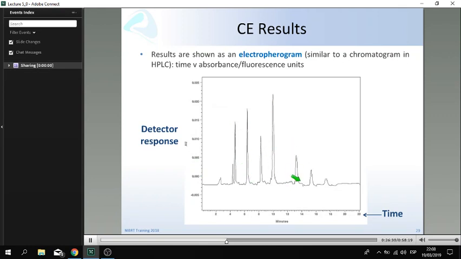You can see we get pretty sharp peaks because of the flat flow velocity. What we are measuring is the migration time of samples through the capillary. For this sample, the migration time, for example, would be 4 minutes. For this sample, migration time would be 10 minutes, and so on. That is a qualitative attribute of our sample components: how quickly they migrate through the capillary to the detector.